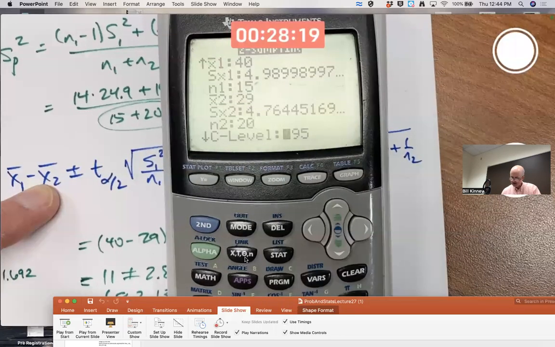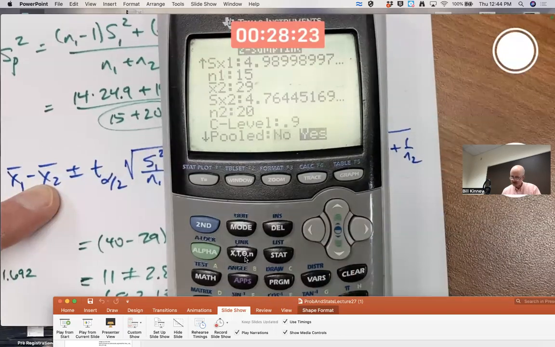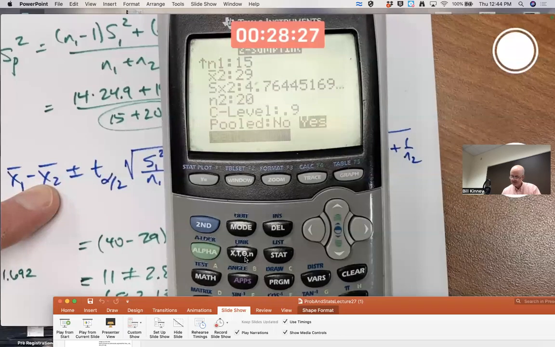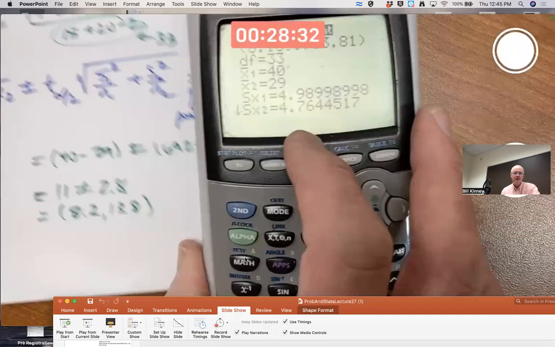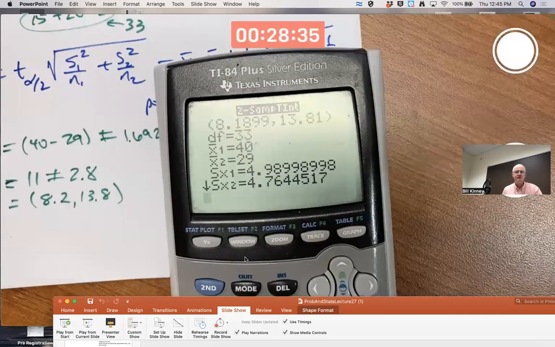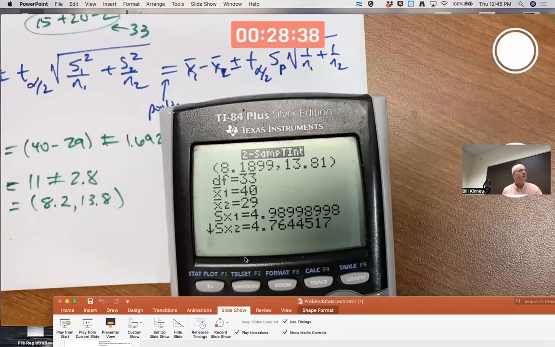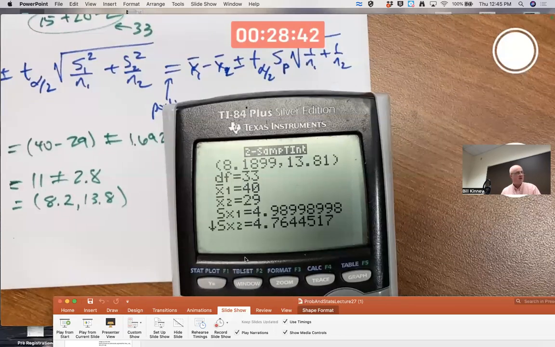Confidence level was 90%. Do we pool or not? Well, let's do it on yes first and see that we get the same answer, hopefully. Calculate. Yep, there we go. 8.2 to 13.8. Got the same answer when we pooled. Degrees of freedom is 33. 15 plus 20 minus 2.